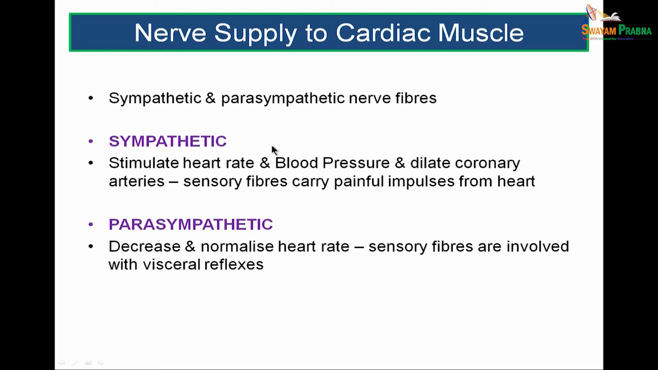What about the cardiac muscle? Cardiac muscle is supplied by the autonomic nervous system, sympathetic and parasympathetic. What does the sympathetic do? It stimulates the heart rate, increases the blood pressure, dilates coronary arteries and carries sensory fibers of pain from the heart. What do the parasympathetics do? They reduce the heart rate. Sensory fibers here are involved with visceral reflexes.